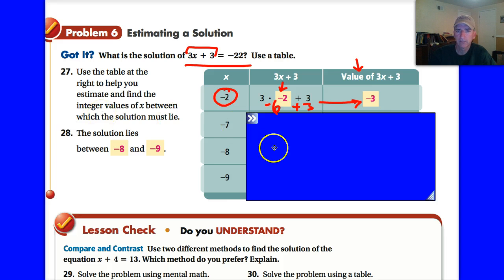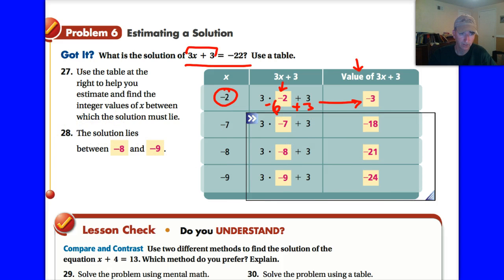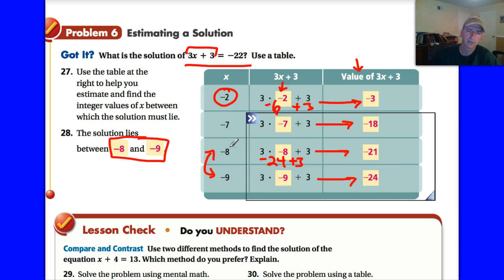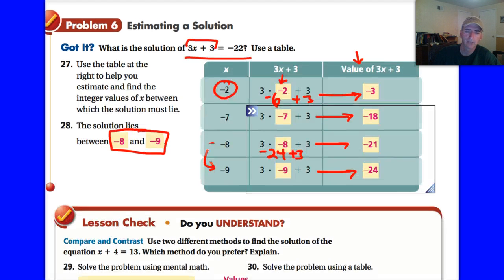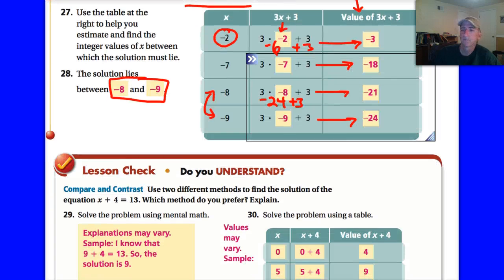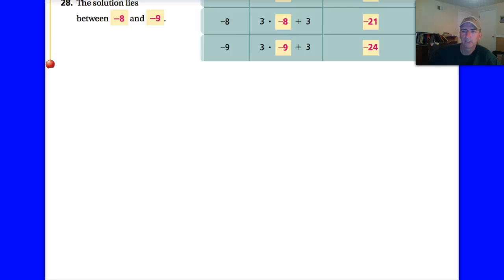I'll just click and reveal here the rest of these to you. You can try it without looking if you want to be so brave. But this one, if you work that out, that would be negative 18. 3 times negative 8 plus 3 would be 21. You see how we got that? Negative 24 plus 3, right? And then this one came out to be 24. So you could say the solution lies somewhere between negative 8 and negative 9. So that's going to be a decimal value in there. Again, if you don't remember how to do that, we will be reviewing that later, but you should actually be able to get that solution on your own later here.